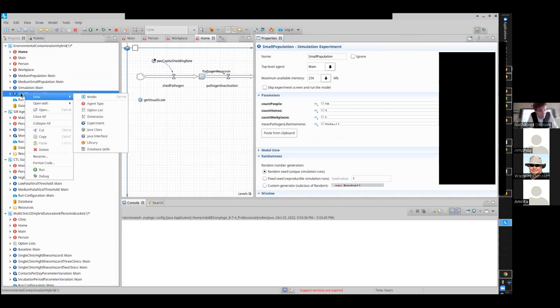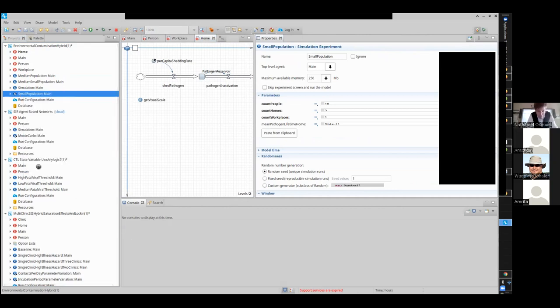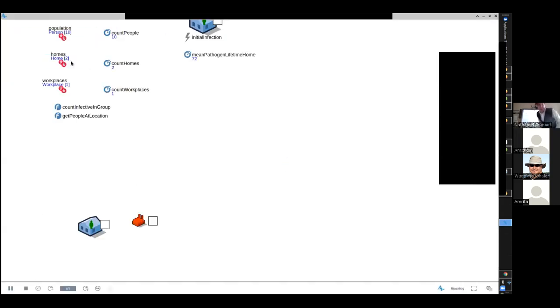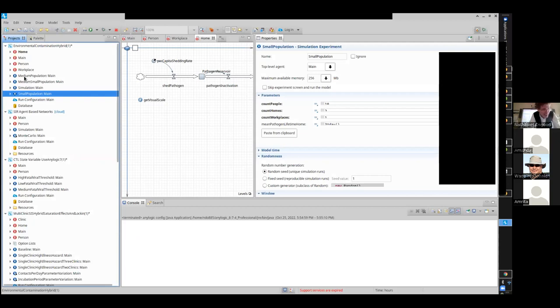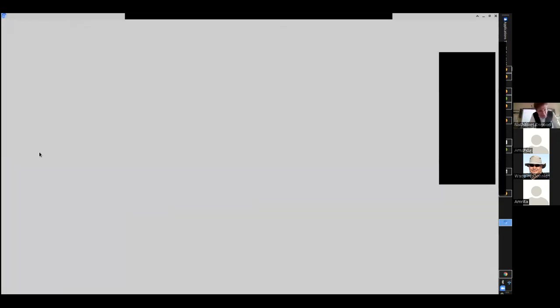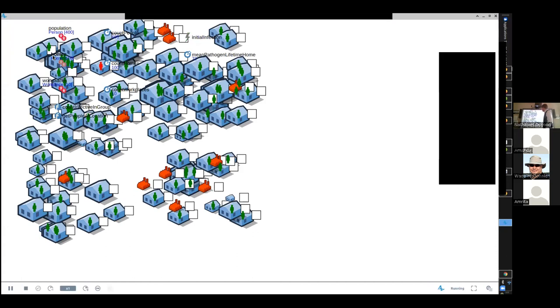Okay, so I'm going to run this small population here, so it's a little bit less visually crowded. And what we're going to see here is, that's a really small population. Okay, I'm going to run medium population. Okay, so this is leaving something to be desired. Let's try this. There we go. Okay, it's a good match.